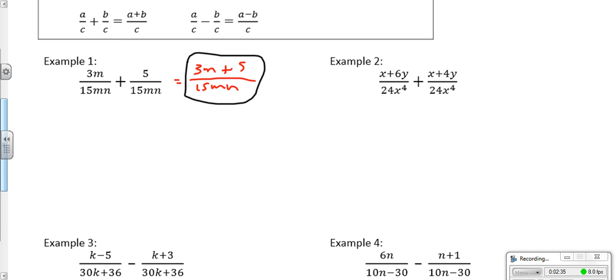Next one, same situation. We have a common denominator, so all we have to do is add our numerators. Now again, we're adding, we're not multiplying, so you say, what are like terms here? Well, we have an x and an x, so that gives us 2x. Now again, we're not multiplying, so it's not x squared, we're adding like terms. So x plus x is 2x. We have 6y and a 4y, both positive, so we have plus 10y.